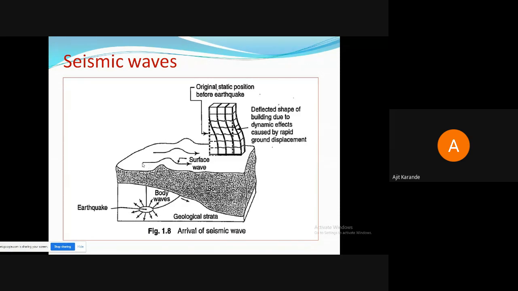Here you can see surface waves, and another type is the body waves. The epicenter is located here, and these body waves are propagated. Likewise, the surface waves are propagated on the topmost portion of the earth surface.